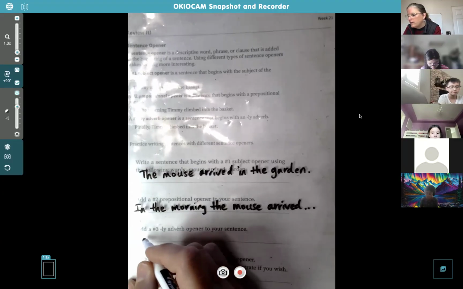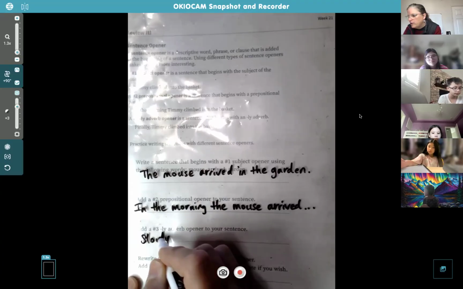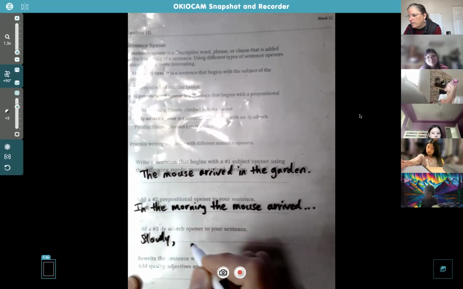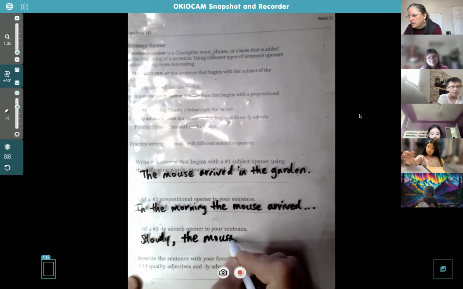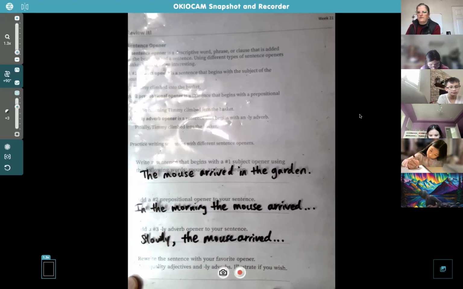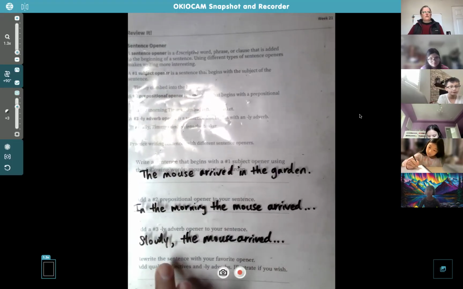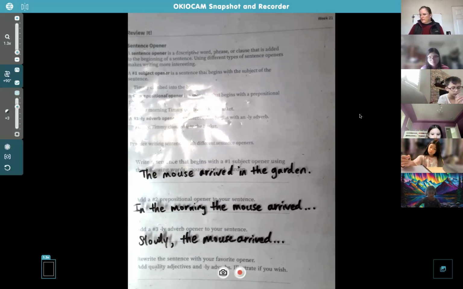So whatever word you use, I'm going to put slowly, but you pick whatever one you want to use. Put a comma after it. The mouse arrived, and then I'm going to do dot, dot, dot again. So slowly could be one, or happily, or hungrily, or quickly, or sleepily. There's a ton of them. You pick which one you want.